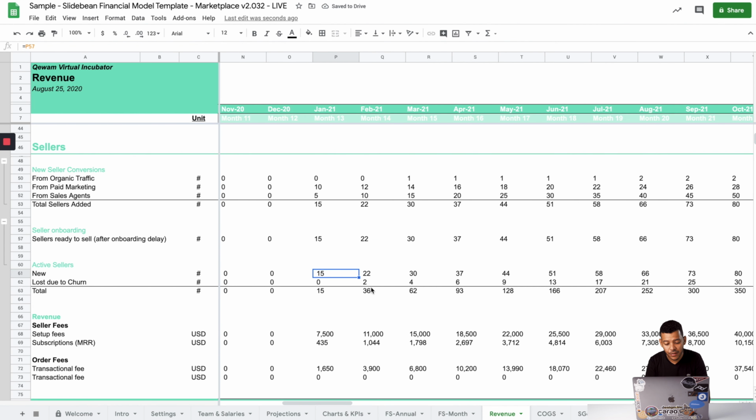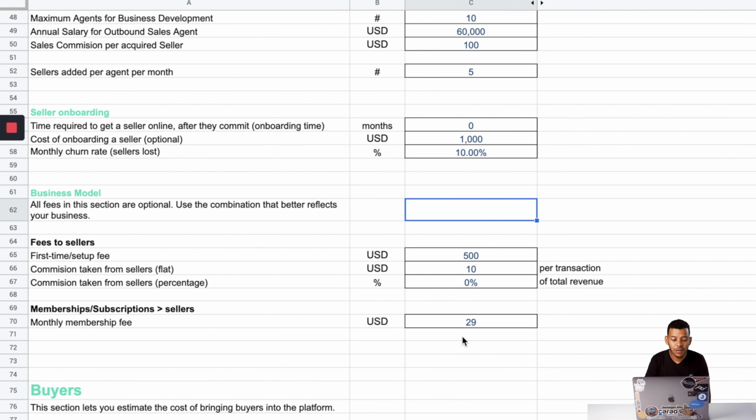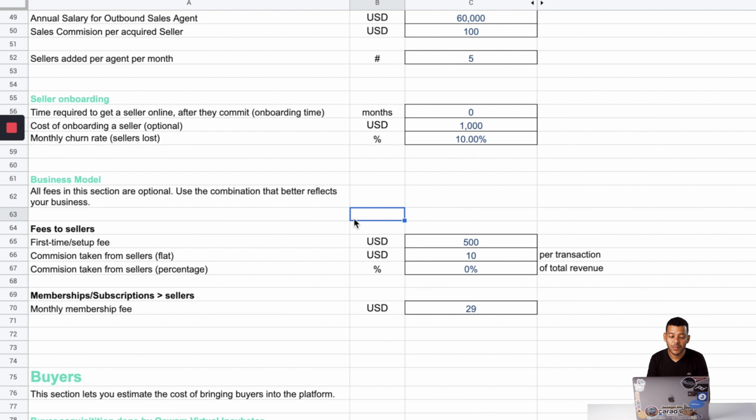And then you have active sellers, and that number is growing. And then you have sellers lost due to churn, which is just the rounded 10% churn, which is pretty high, but again, it's going to vary by industry. Okay, so that's just the number of sellers that you have on the platform, and that's an important number to track because that's going to drive a bunch of other things, but we'll get to that in a sec. Okay, so now let's look at the business model. So how are you going to make money from sellers?